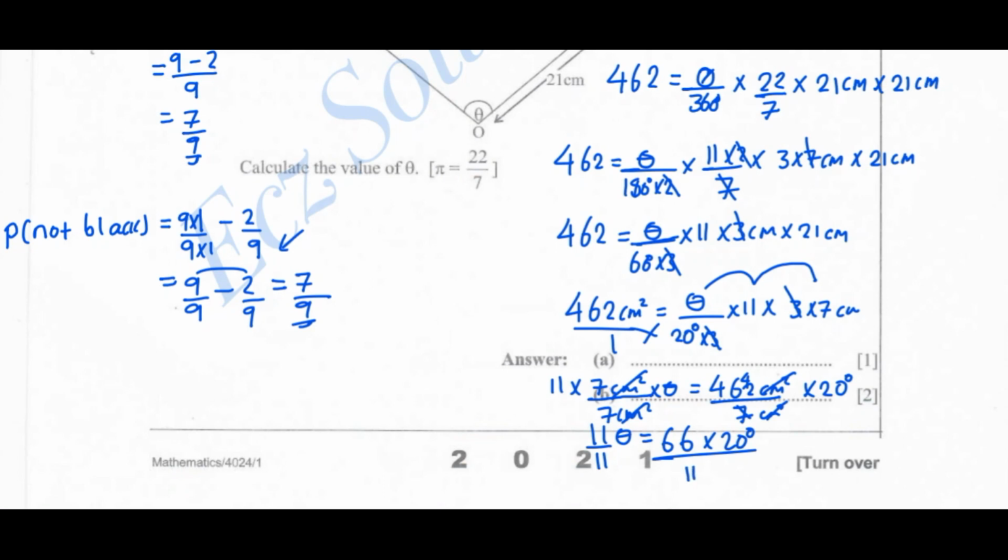So over 11. So what is our final answer? So we can see that 11 can go into 66. So 11 here is 1, 11 here is 6. So 6 times 20 will give us 120 as our angle theta.